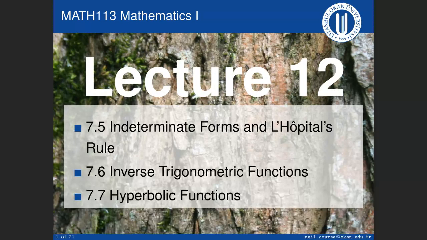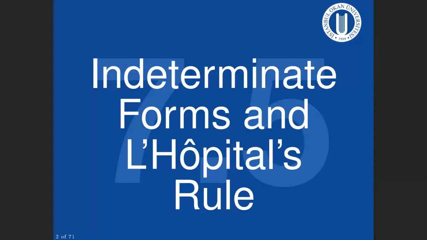Welcome to Lecture 11. This is our final lecture. We're going to talk about the final three sections of this course. Section 7.5 is about indeterminate forms and L'Hopital's rule. Section 7.6 is about inverse trigonometric functions. And section 7.7 is about hyperbolic functions. We'll start by talking about indeterminate forms and L'Hopital's rule.